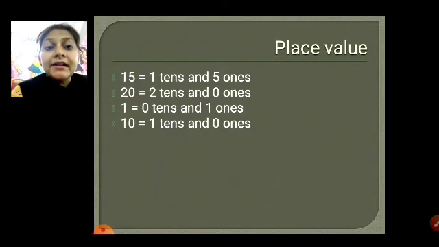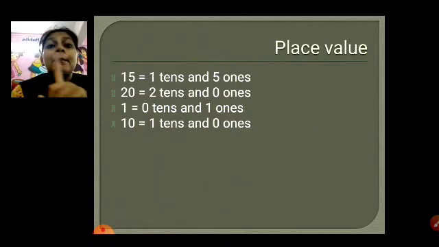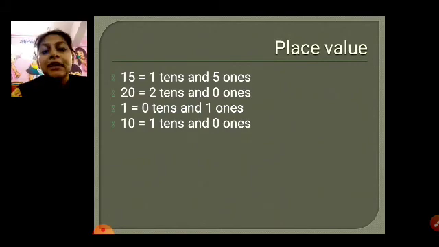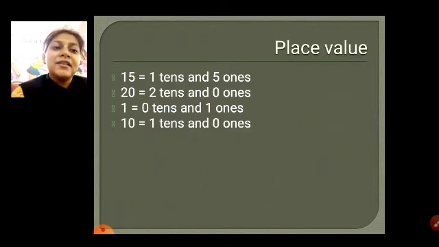Now number 20. So 2 tens and 0 ones, right? Now number 1. If there is a single digit number, so there are only ones. There is no tens. So here you have to put a 0 tens. Okay? So 0 tens and 1 ones. Then 1 0, it means 10. So 1 ten and 0 ones.